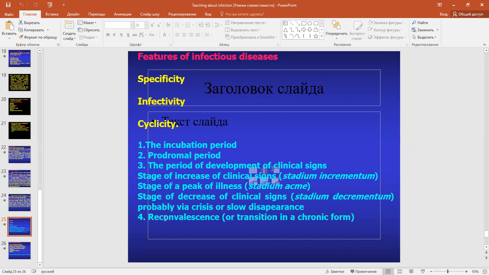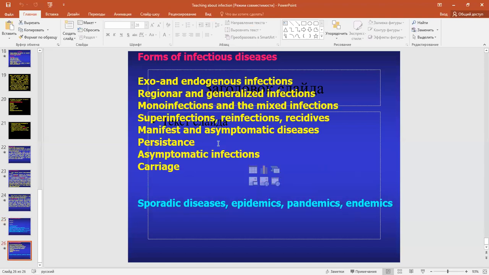Reconvalescence is a complete recovery when clinical symptoms disappear and the microbes are eliminated from the patient's body. Real recovery, but maybe a chronic form, maybe a carrier form, and maybe death. Okay. There are also forms of infectious disease, but I have no time to explain everything, so we will discuss them in laboratory classes.